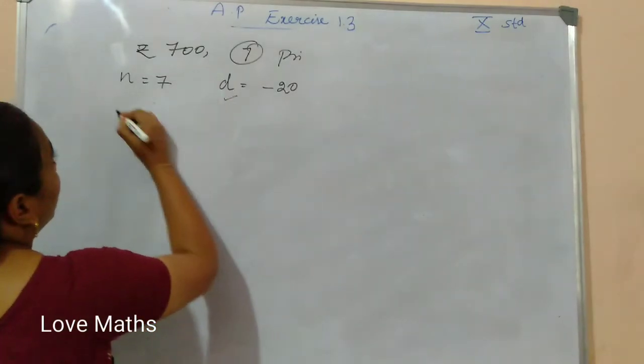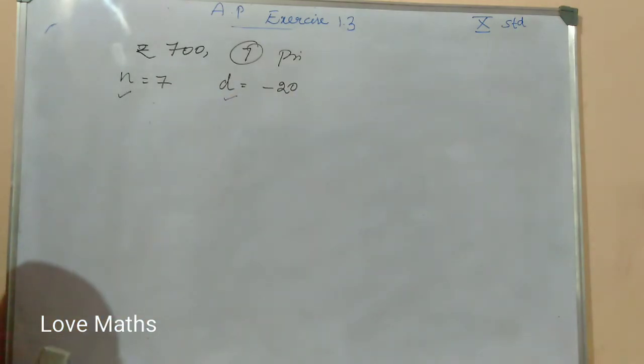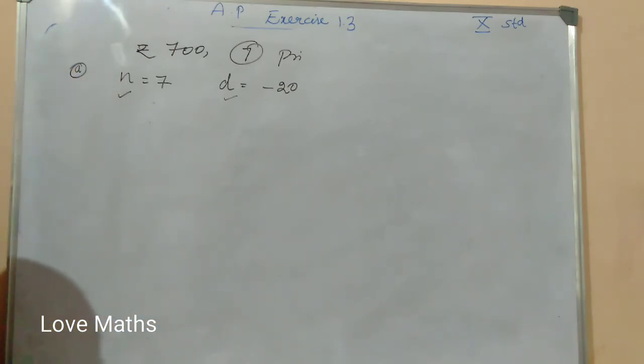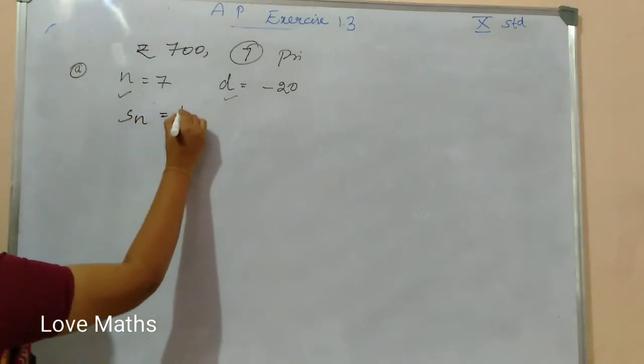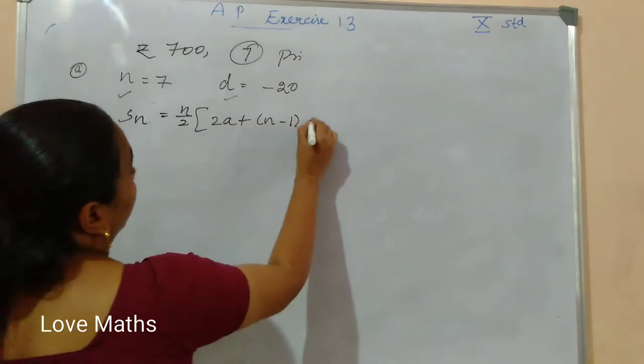Now we know the D value, N value, and the total. The sum is 700, that we know. So we have to find the A value, the first prize. All the prizes' values we should find out. So write the formula: Sn is equal to n by 2 into 2a plus n minus 1 into d.